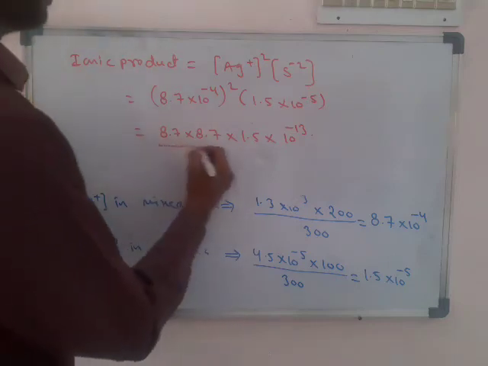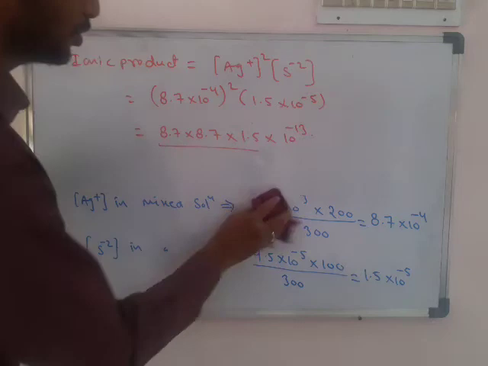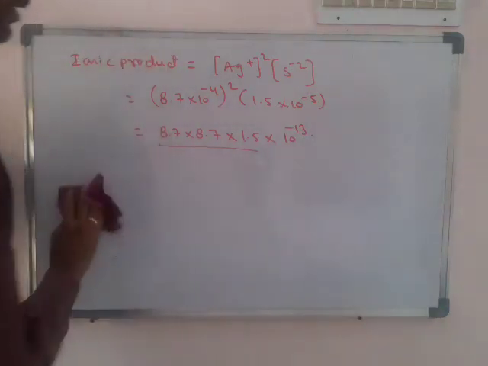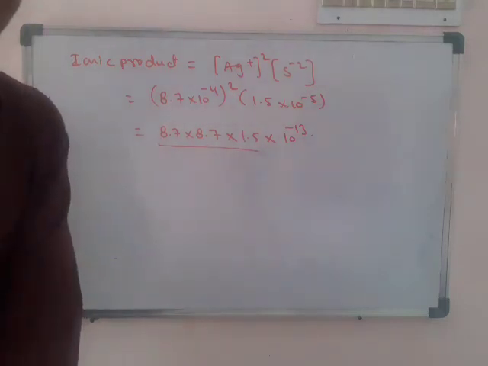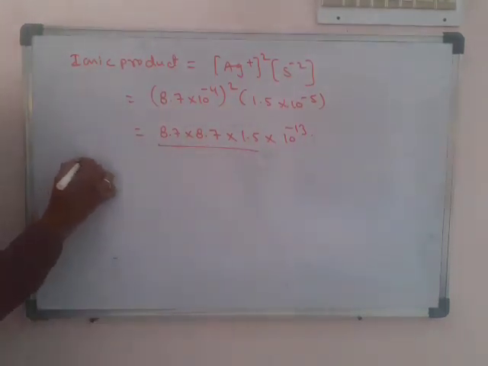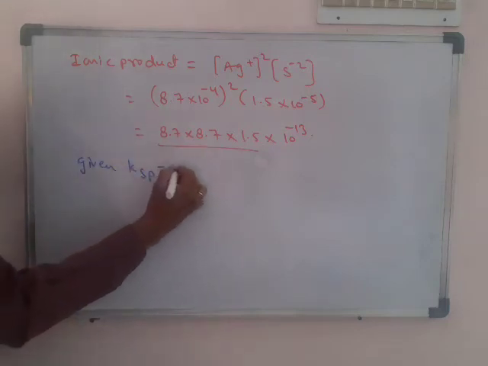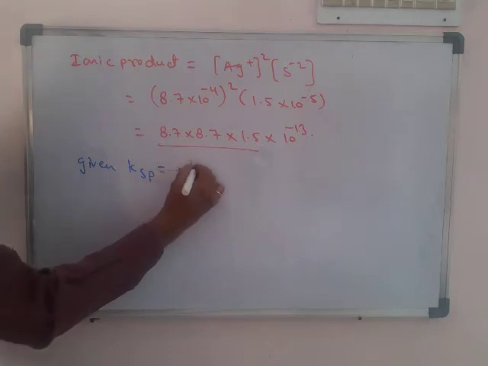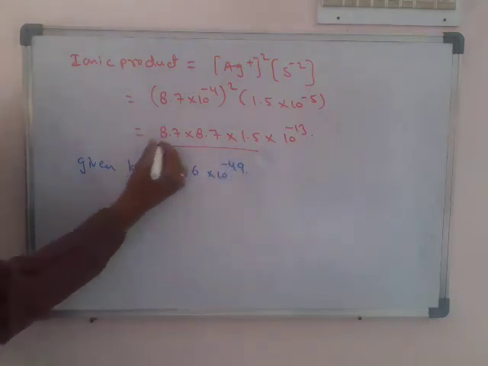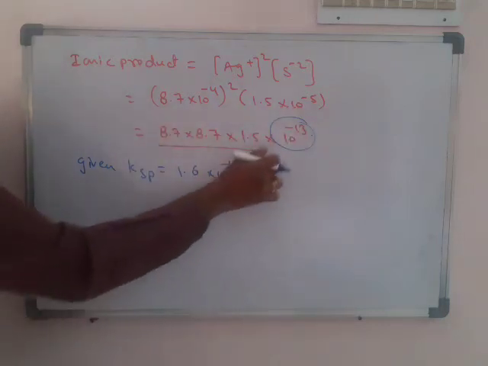So no need to do the total calculation, because we just have to compare the two values. We will get some value before the 10 power, but here we have a large value when compared to the solubility product. The given Ksp, the given solubility product, is just 1.6 × 10 to the power of minus 49. So the ionic product is 10 power minus 13. No need to calculate it, we just have to compare it.